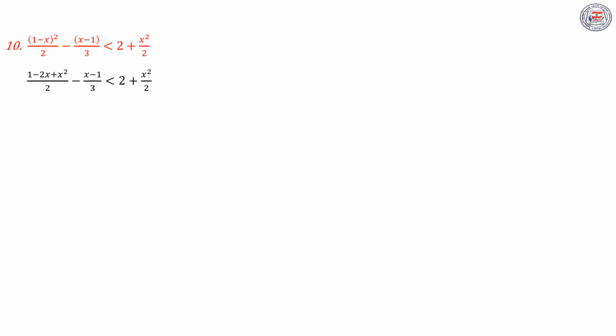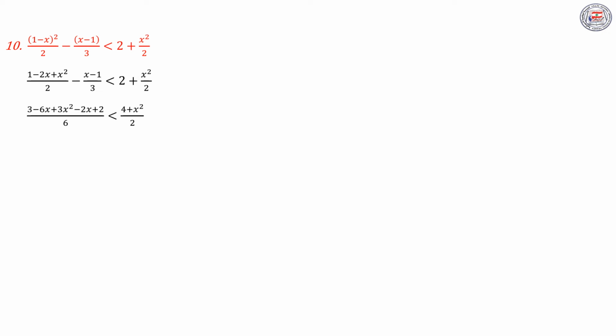In the first step, you have to expand (1 minus x) squared in order to remove the parentheses. (1 minus x) squared is an expression in the form of (a minus b) squared, whose answer is a squared minus 2ab plus b squared. So the answer is 1 minus 2x plus x squared.